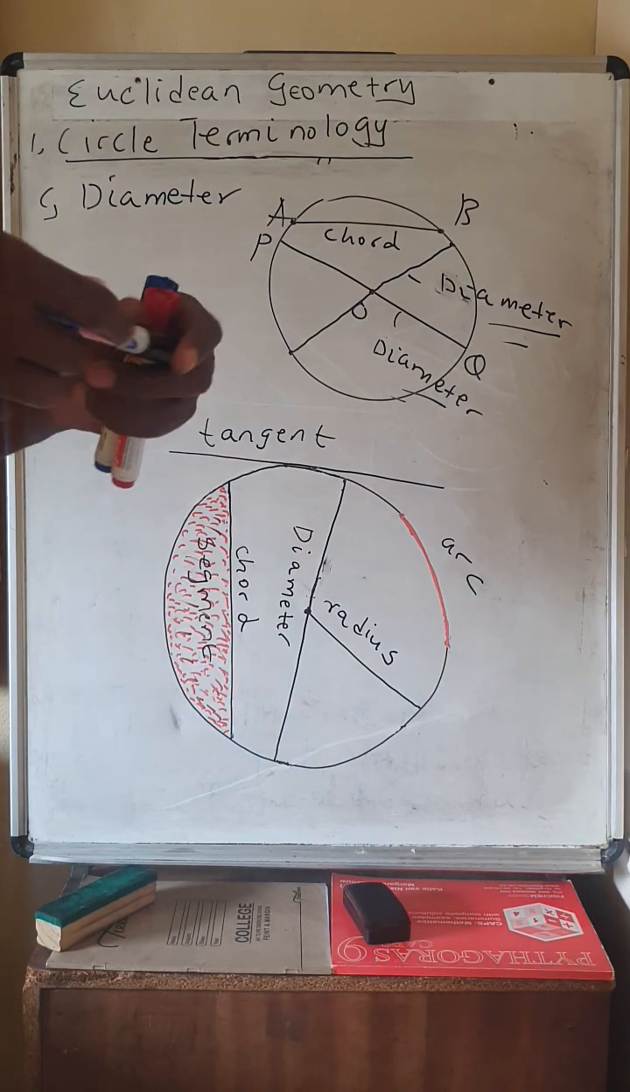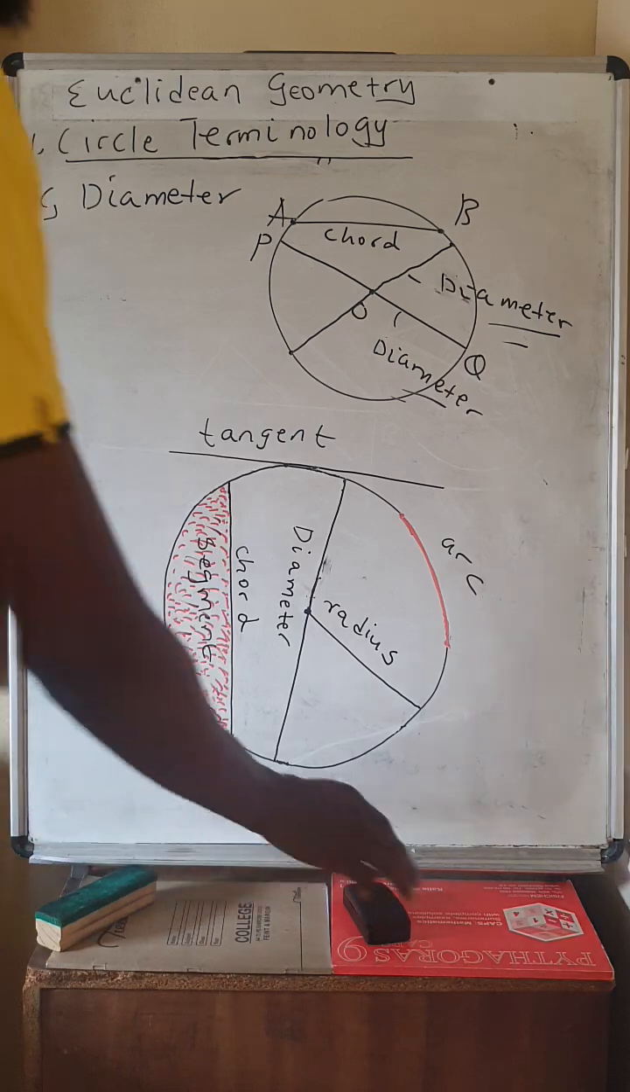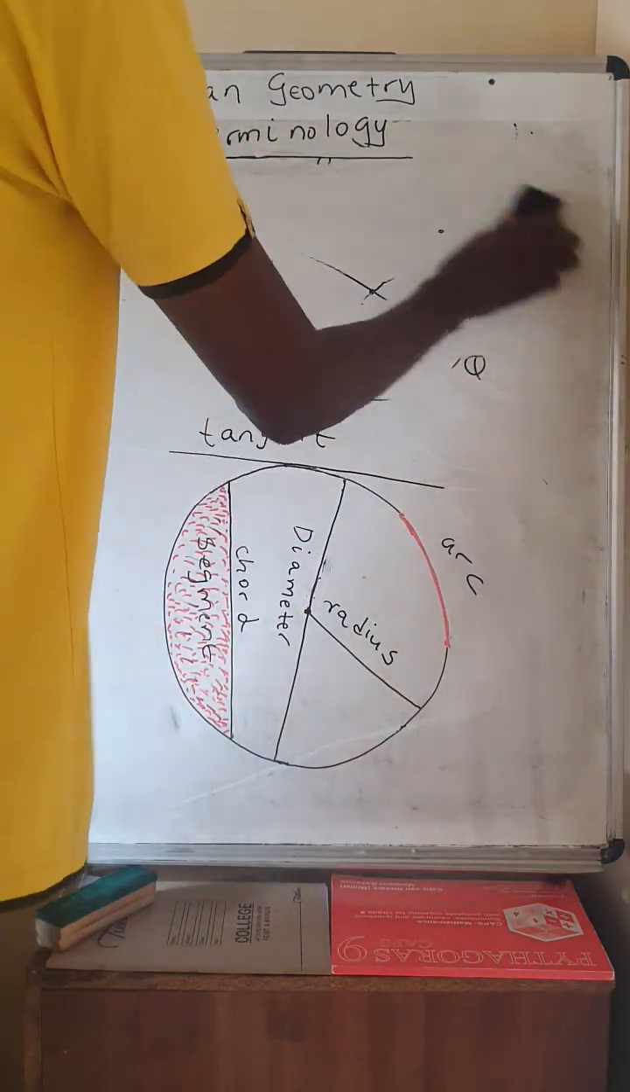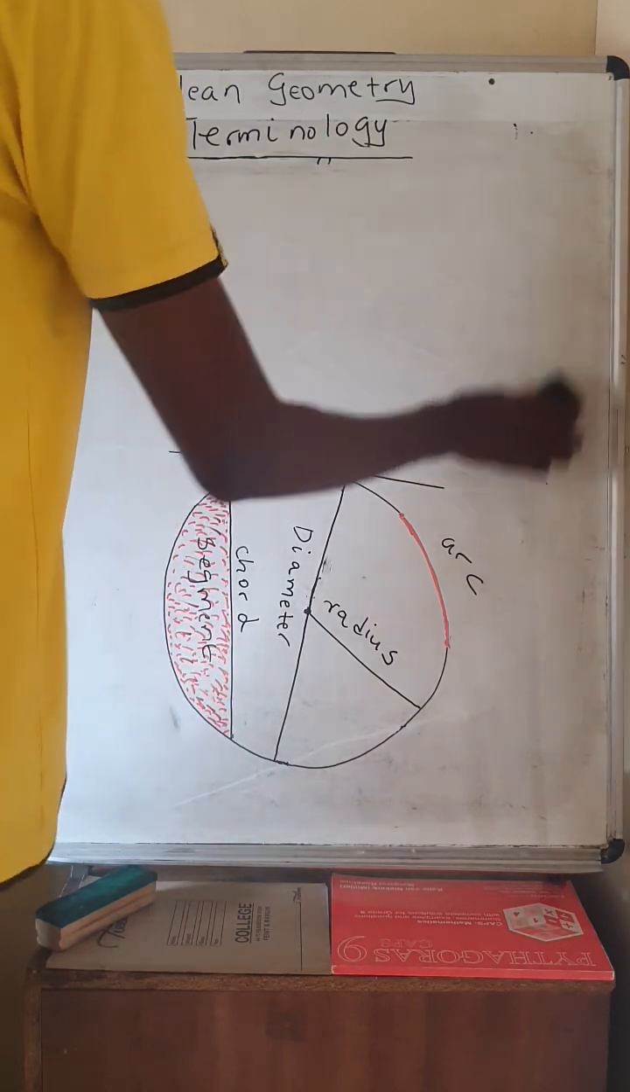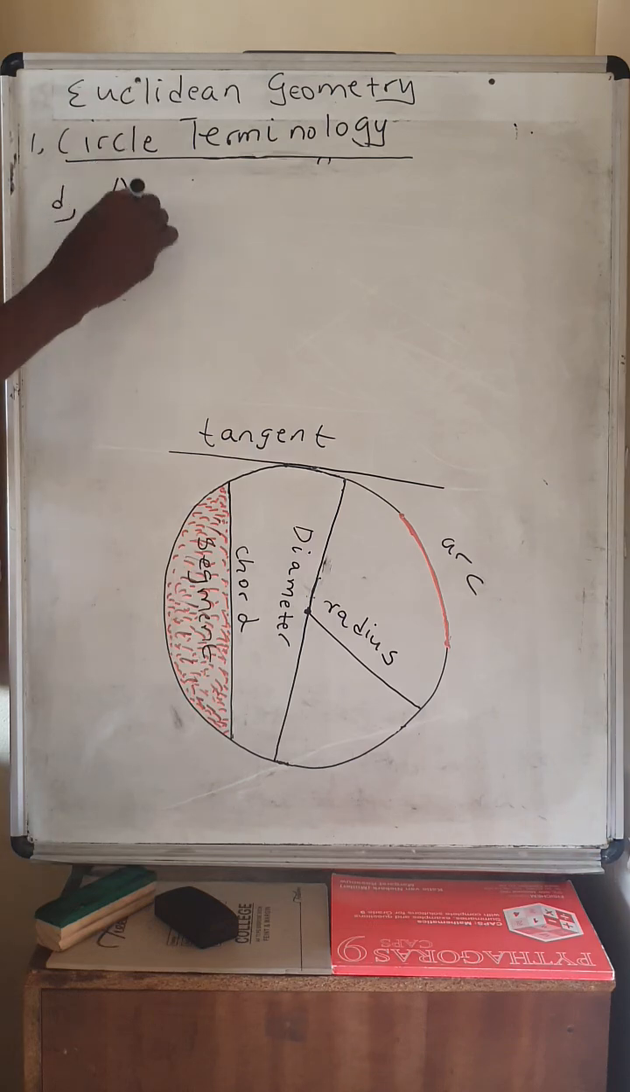So let us go to the next one. The next one will be, sorry, not a chord. An arc. The next one will be an arc. So that is D. Our D will be an arc.